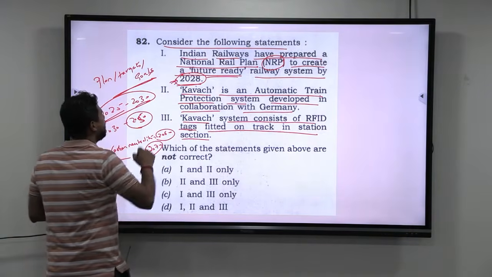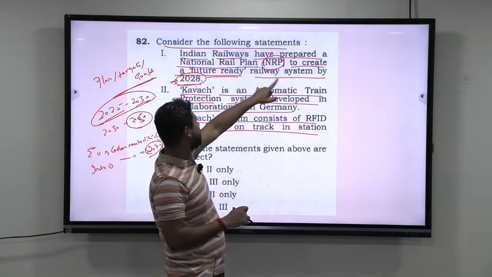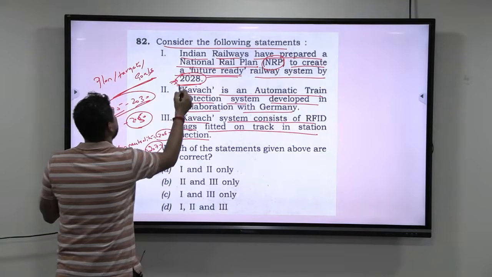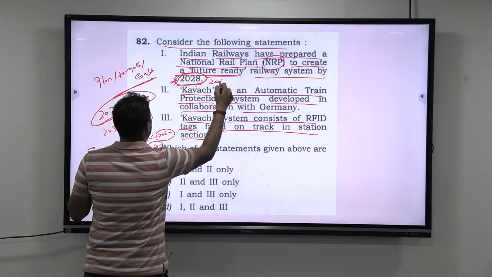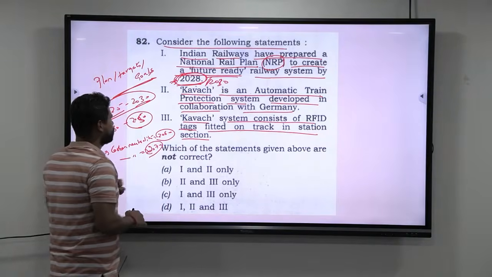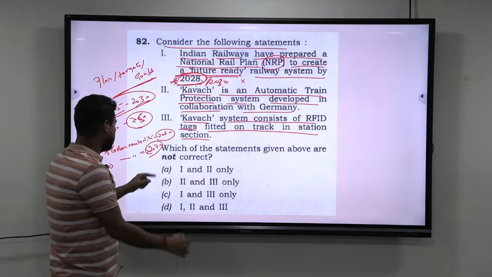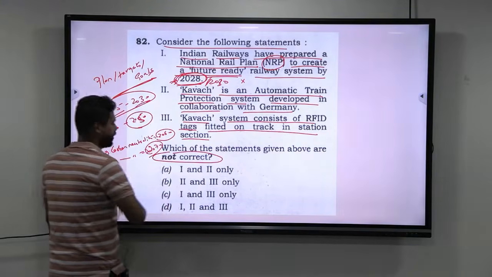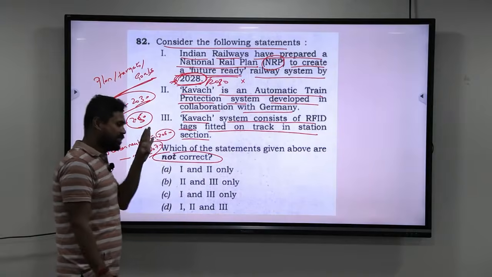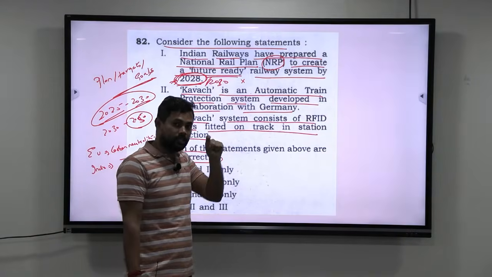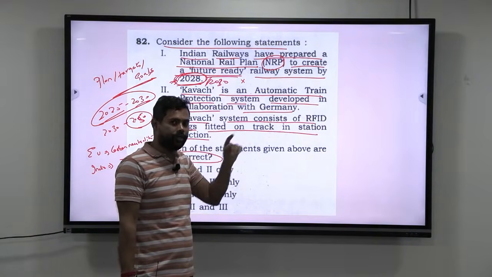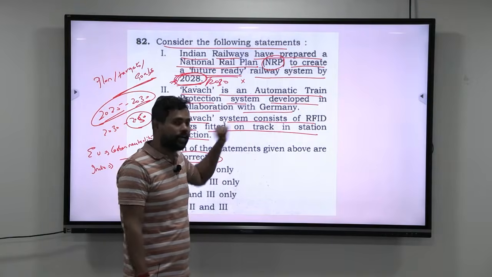So if they are saying to create a future-ready railway system by 2028, why 2028? It would most probably be 2030. So with that observational skill, you can say that statement 1 is wrong. Now understand that they're asking which is not correct. It is not necessary that you find the wrong statement, because mostly it will be wrong only. It is very important for you to find the statement which is correct.